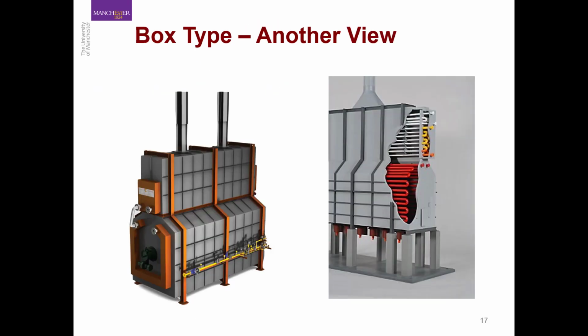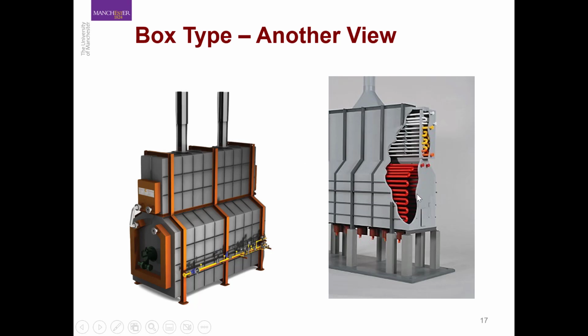So here we have another view of a box type furnace, where this whole structure is your furnace, and then you have the radiant section that is towards the bottom of this furnace. Then you have the convective section, and then you have the stack where the flue gases go at the end, and then you vent it out into the atmosphere.